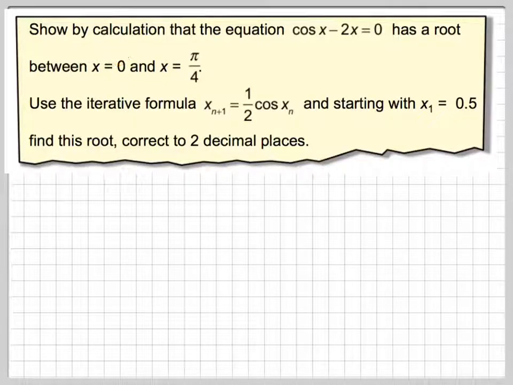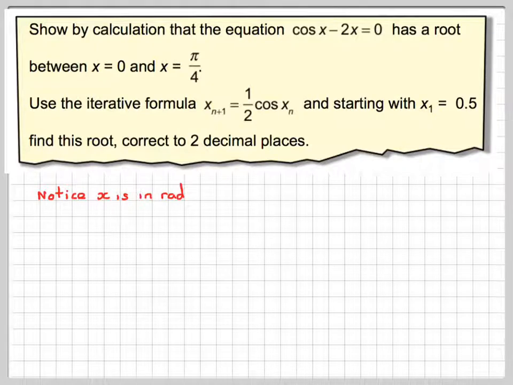Show by calculation that the equation cos x minus 2x is equal to 0 has a root between x is equal to 0 and x is equal to pi by 4. Use the iterative formula x_(n+1) is equal to half cos x_n, starting with x1 equal to 0.5. Find this root correct to 2 decimal places.